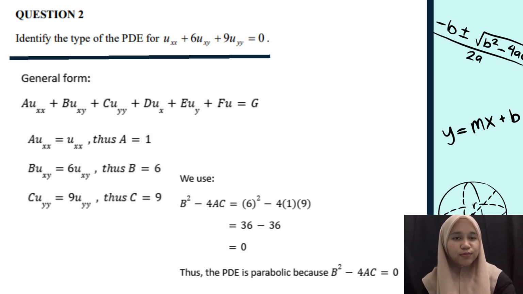And second, we have B u sub xy, which equals 6 u sub xy. Then, the value of B equal to 6. And last, we have C u sub yy equal to 9 u sub yy. Thus, C equal to 9. Then, we use B squared minus 4AC and substitute the values of A, B, and C into the equation, and we get 0. Thus, the PDE is parabolic because B squared minus 4AC is equal to 0.